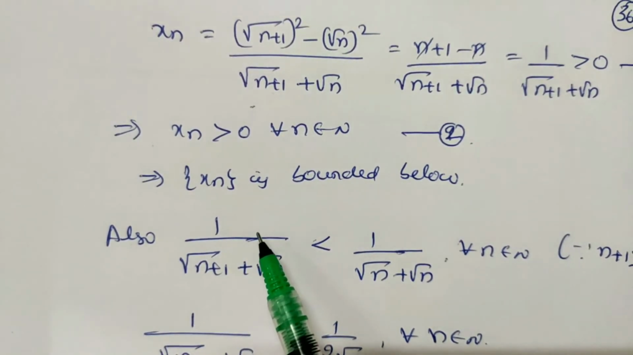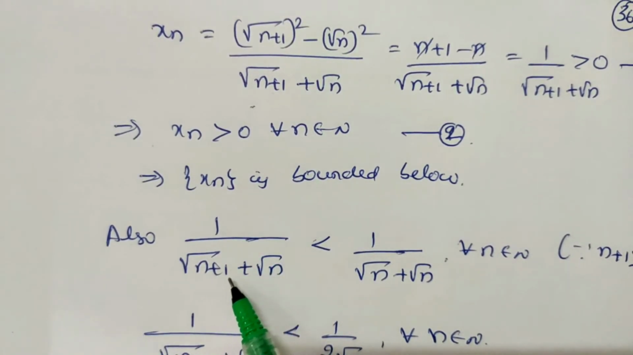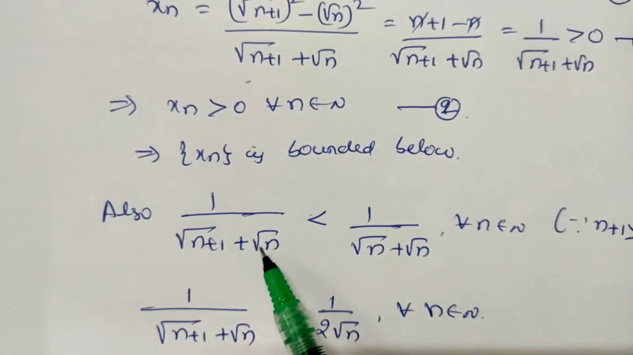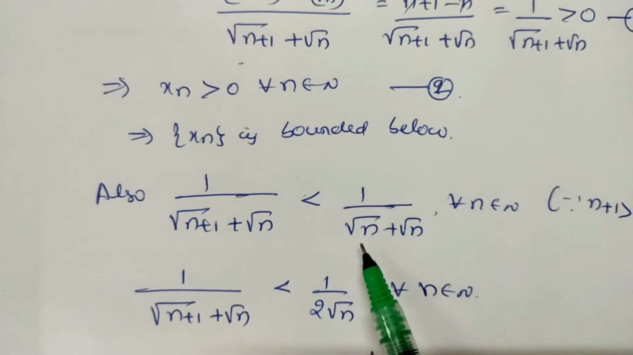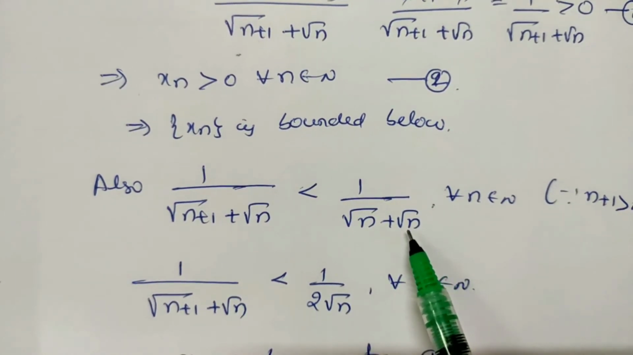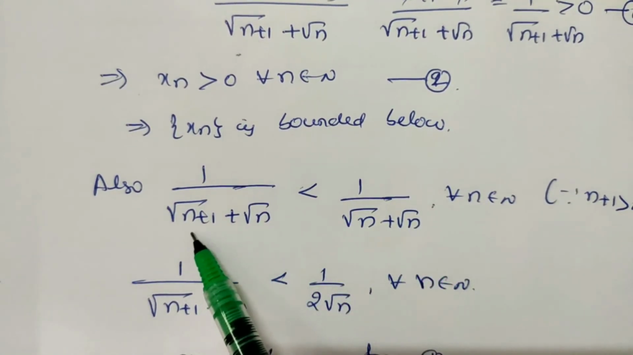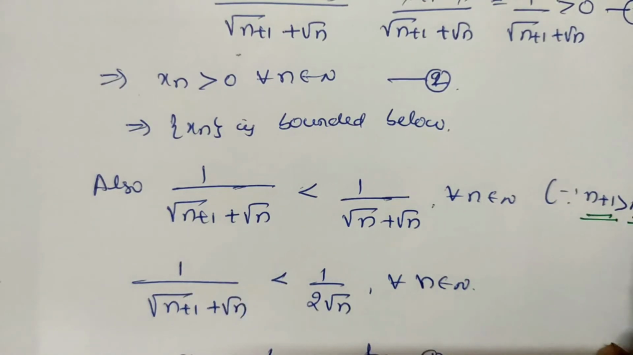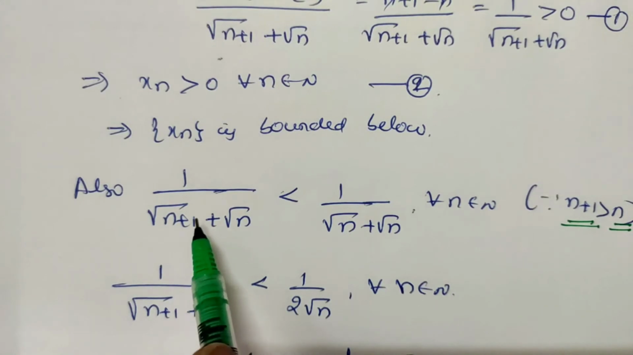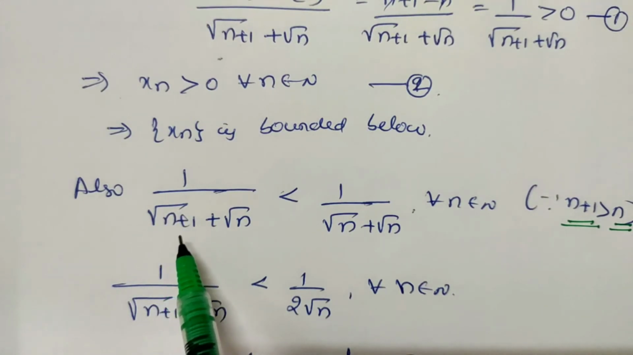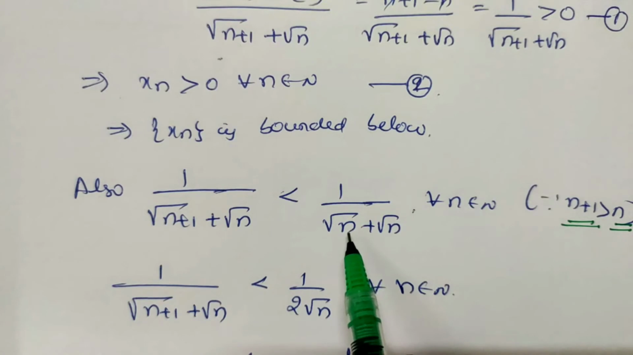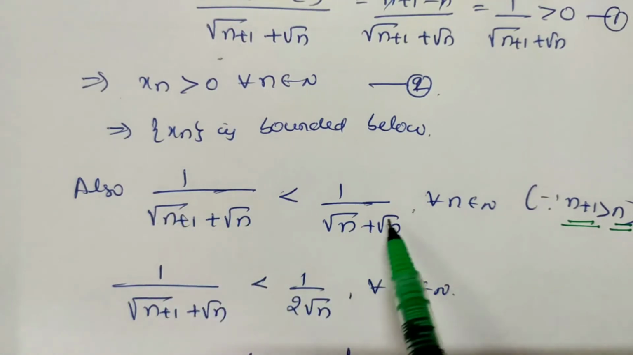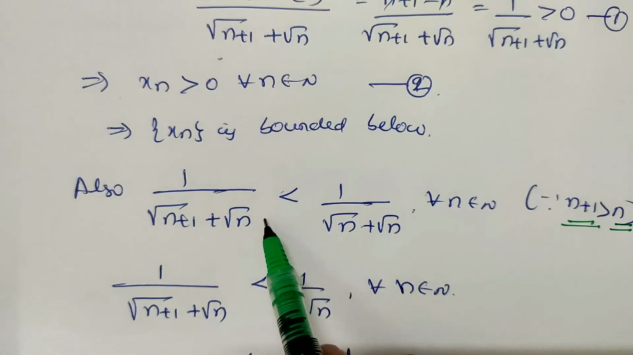here take a reciprocal of this one. 1 divided by root n plus 1 plus root n, that is 1 divided by xn I have taken here. So it is less than 1 divided by root n plus root n. Why it is less? Here n plus 1 is greater than n. If the value of the denominator increases, its value definitely decreases. So this denominator is greater than this denominator, therefore this value is always less than this value.